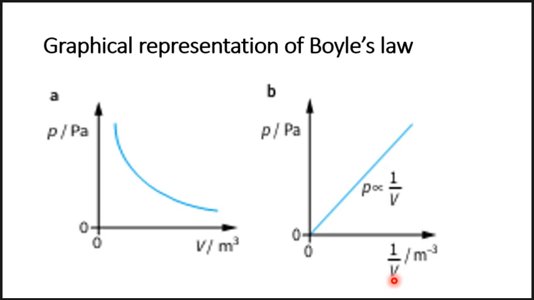Inverting the volume makes the volume proportional in a way to the pressure. But in this case, I'm saying it is the inverse of the volume that is proportional to the pressure, not V itself. It's 1 over V that becomes proportional to the pressure, because it is the reciprocal that we are considering in this case. So I will be having an increasing graph in this kind.